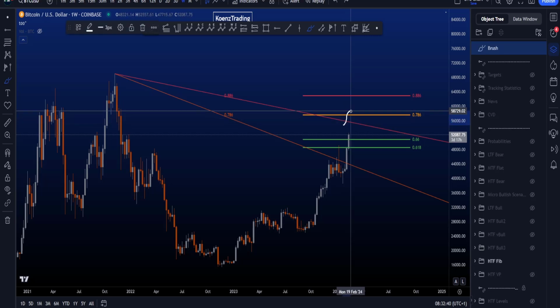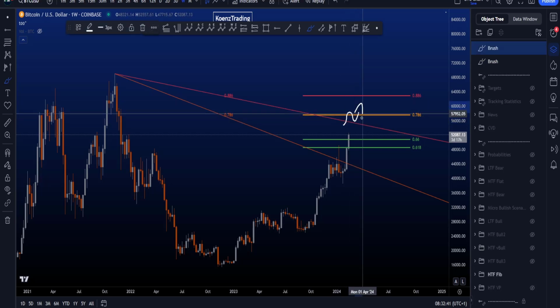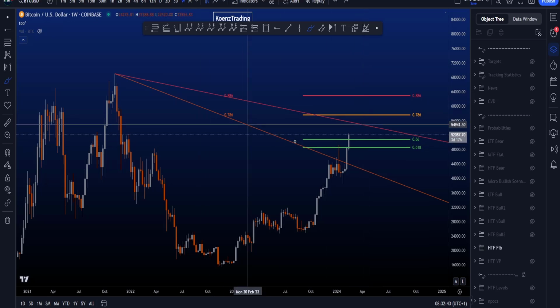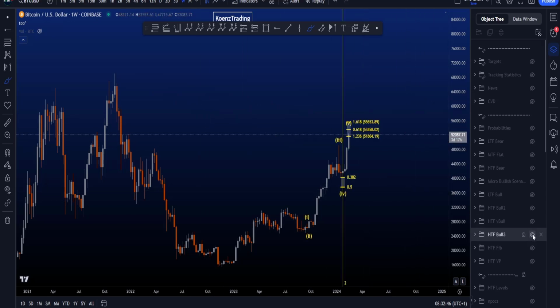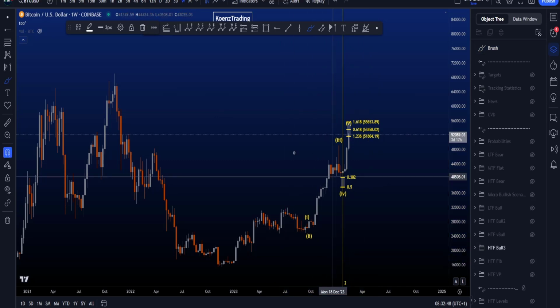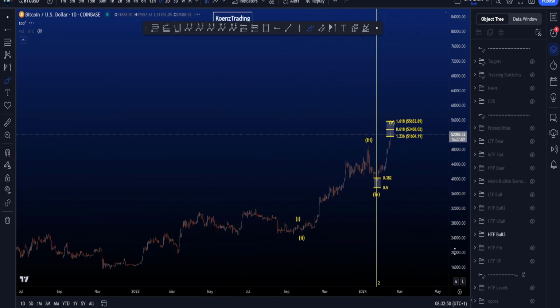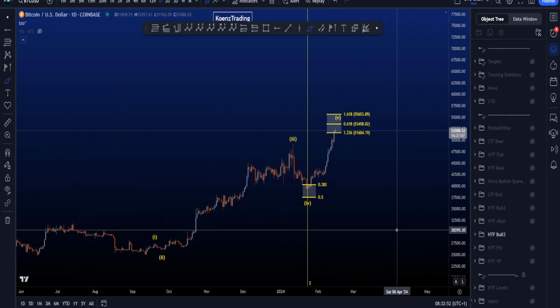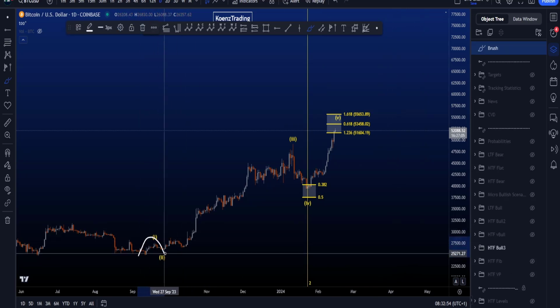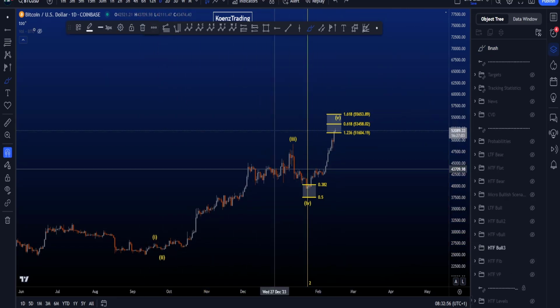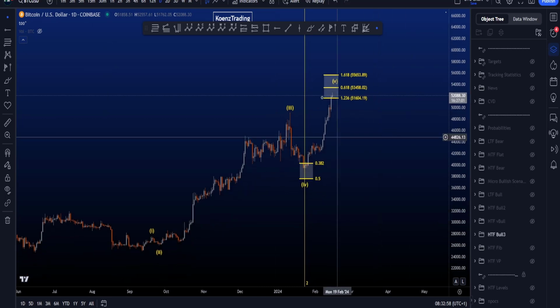If price can move above this level, retest the 886, probabilities are very high we're going to be looking for new all-time highs. More locally, if we zoom in to this structure over here, then currently the probabilities, however, are still higher for a 5-wave impulsive structure in the wave 1, 2, 3, 4, and now working on a wave 5.